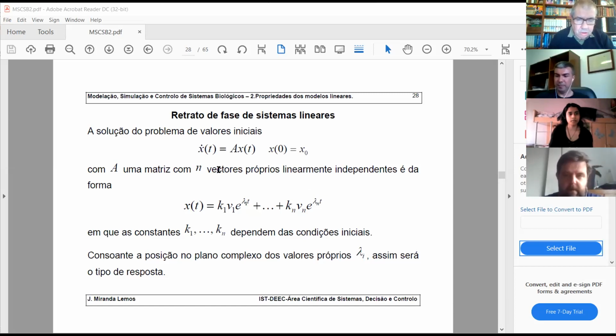We came to this conclusion. If you have the linear system x dot equal to Ax with some initial condition, then assume the case in which the matrix A has n independent eigenvectors. And the solution has this structure. It is a sum of terms.